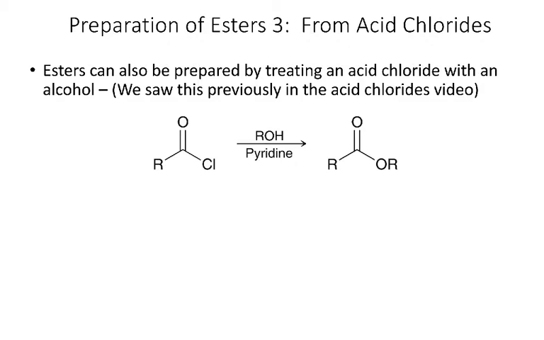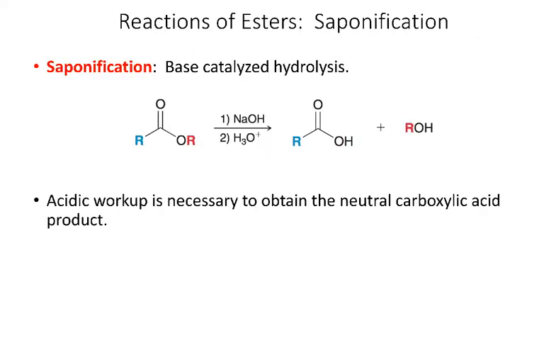Okay, so we've already seen two ways to make esters. One is through an SN2 reaction by reacting it with a base and then an alkyl halide. We've seen Fischer esterification by reacting it with an alcohol under acidic conditions. The third way we can make esters is by starting with an acid chloride and reacting that with an alcohol. And we saw this reaction in the acid chlorides video. The pyridine is there to neutralize the HCl that's produced in the course of the reaction. So we've seen three ways that we can make esters.